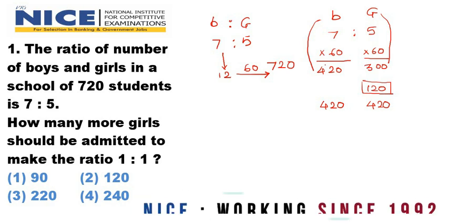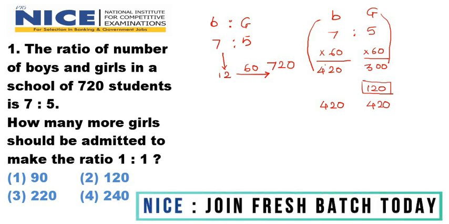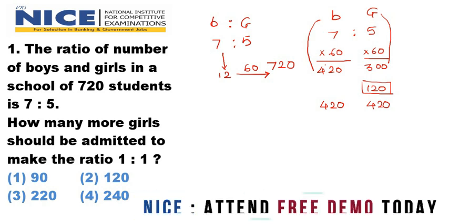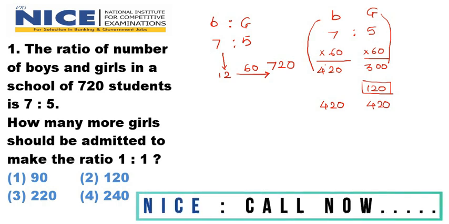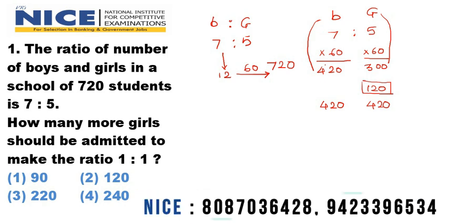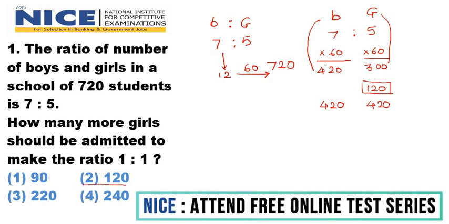We already have 300 girls, and how is this 300? Because we have multiplied by 60. Why have we multiplied it by 60? Because as far as the ratio is concerned, each and every number is 60 times the original number, isn't it? So that gives us 300 plus 120. So what is our answer? Our answer comes out to be 120. So the second is the correct option.